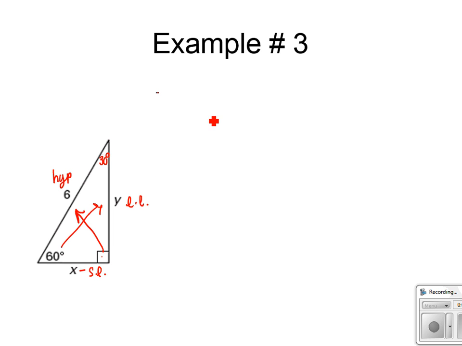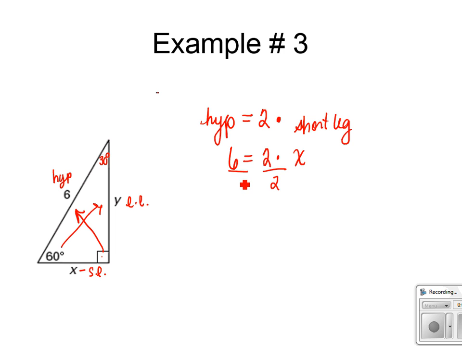So again, I'm going to start with my hypotenuse. My hypotenuse is equal to 2 times the short leg. The hypotenuse is 6. 2 times my short leg is x. Okay, to get x alone, I divide by 2. And 6 divided by 2 is 3. So my short leg is 3, my hypotenuse is 6, and now I can find my long leg.